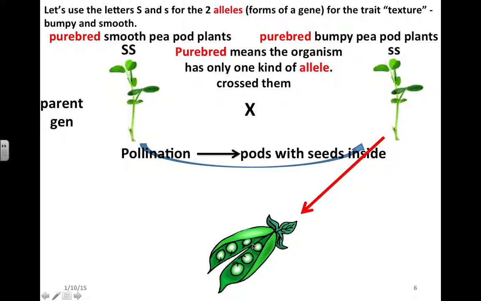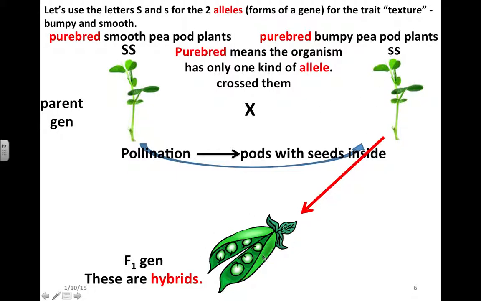Every single one. These are called the F1 generation. You can think of it as the first generation. And these aren't purebreds anymore. These are hybrids. Why do you suppose they're hybrids? Because look where they got their genes from. They got a gene from daddy, who only has big S's for texture, which means smooth, and mommy, who only has little S's for texture, which means bumpy.